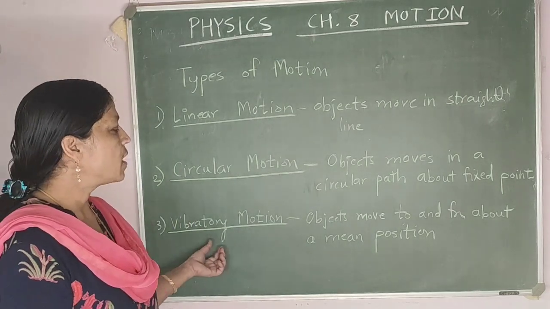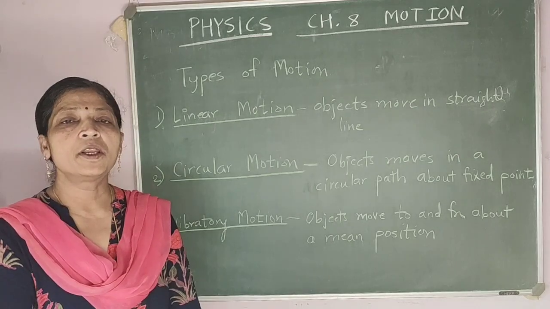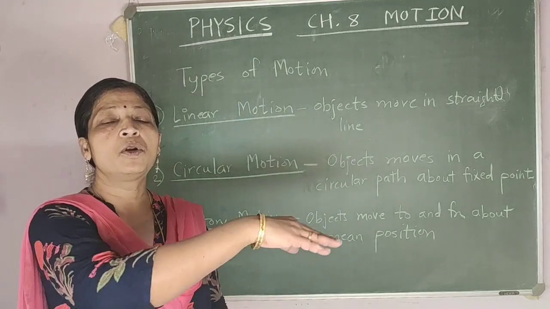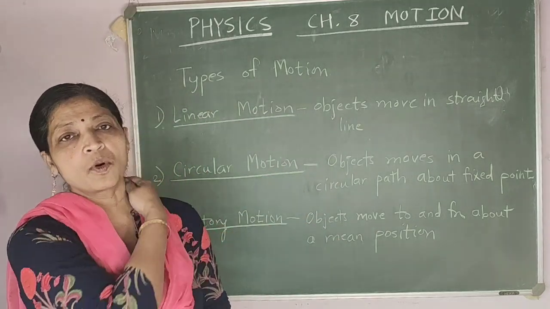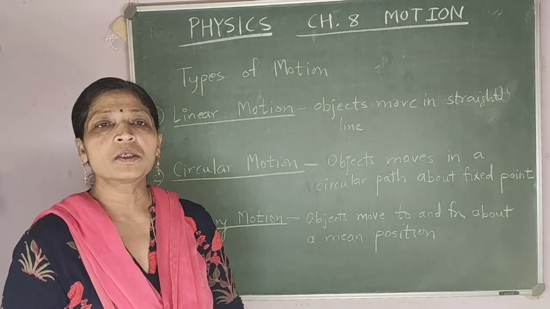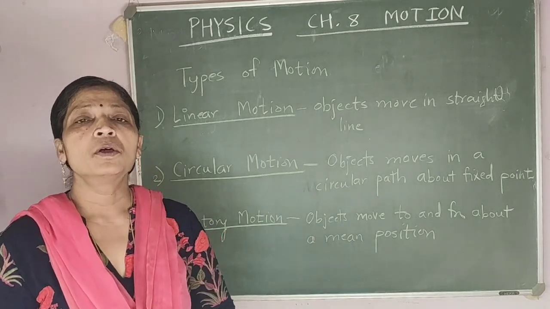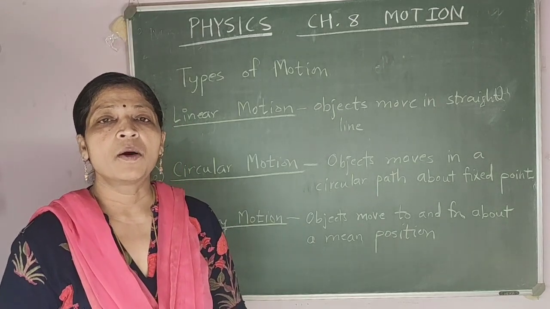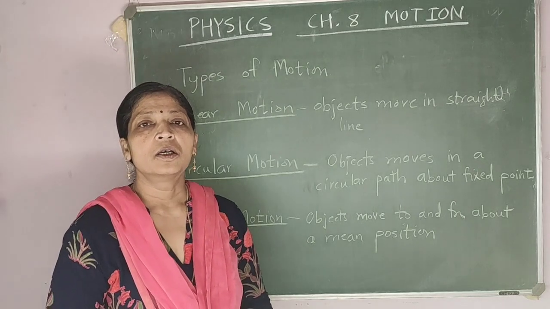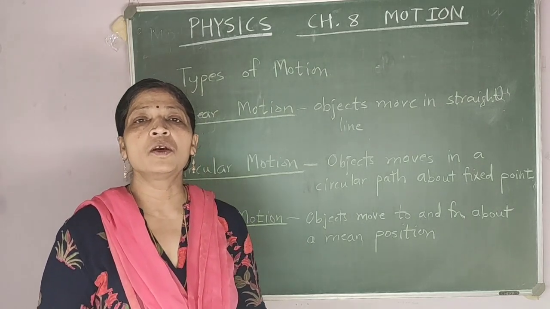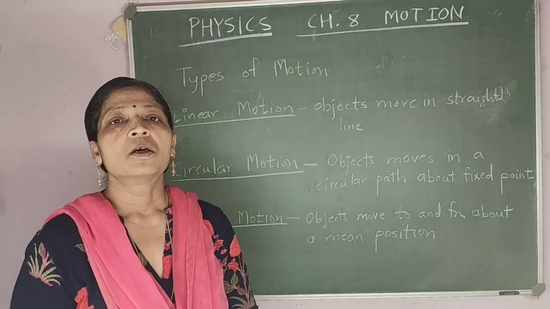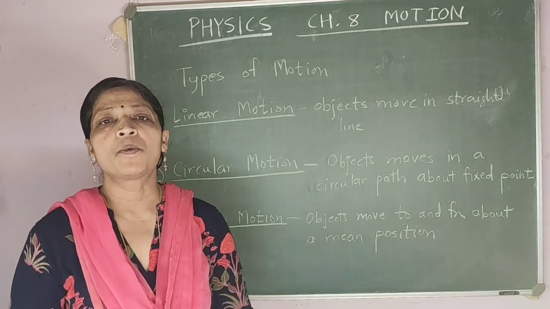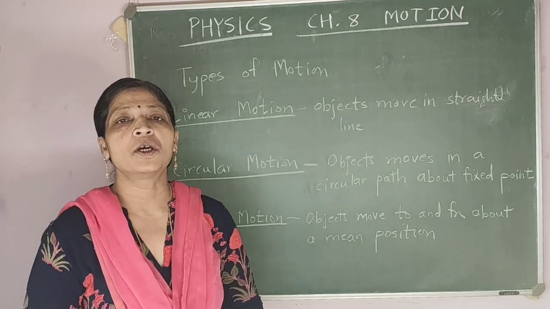Third one is vibratory motion. In vibratory motion, the objects move to and fro about a mean position. To and fro means forward and backward about the mean position. Then it is called vibratory motion. Examples of vibratory motion are a child swinging on a swing. Another example is a simple pendulum, which moves to and fro about its mean position.